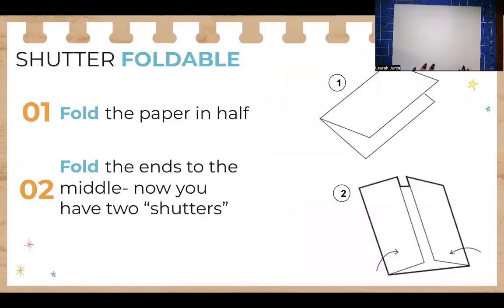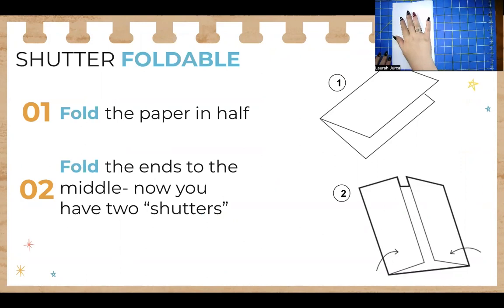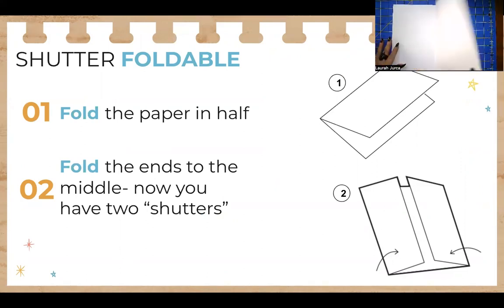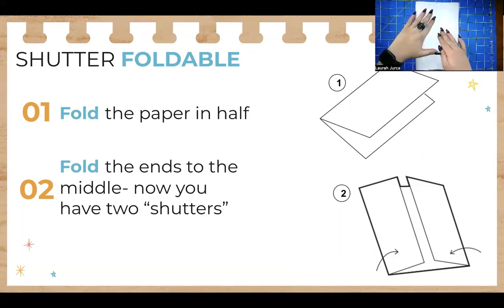So the first thing with the shutter foldable, you can create, as I mentioned, foldables with 2, 4, 6, or 8 doors. So you're going to start out with a sheet of paper like this, and you're just going to fold it in half. And so now you have a nice crease here in the center. You're going to take this end and fold it into that crease in the center. And then you're going to do the same thing with the other end.